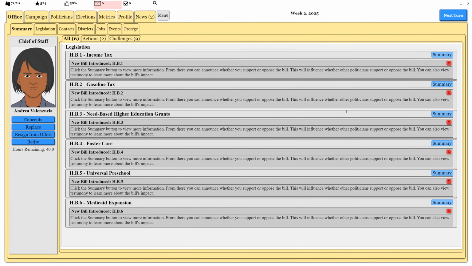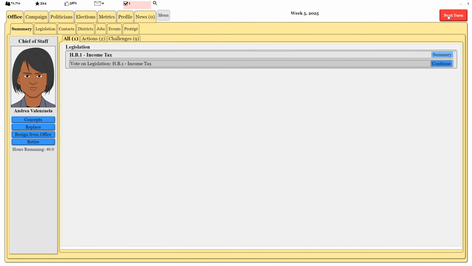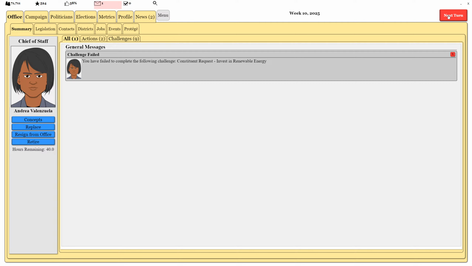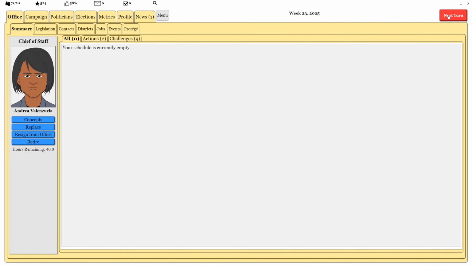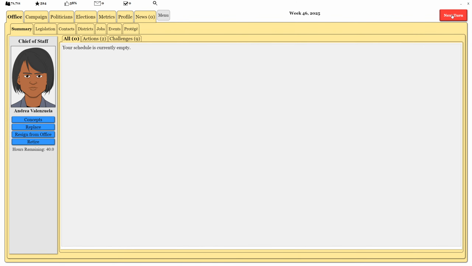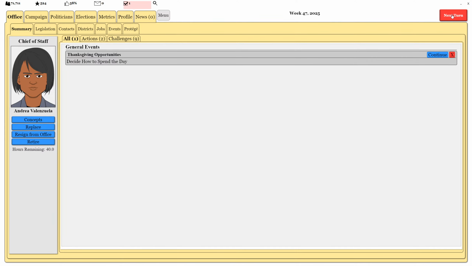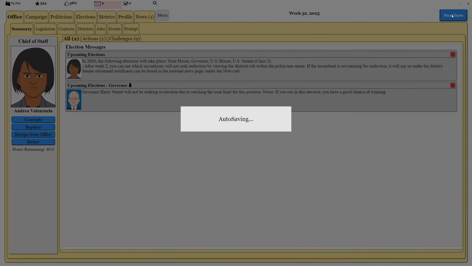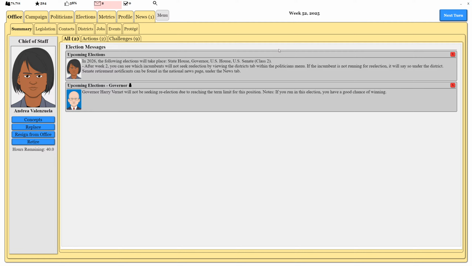Okay, and judiciary. G20 is this week, PG. Oh. Is it now? Okay, State House, Governor, U.S. House. Okay, good. Harvey Vernet will not be seeking re-election due to reaching the term limit for this position. If you run in this election, you have a good chance of winning. All right, we're going for governor.